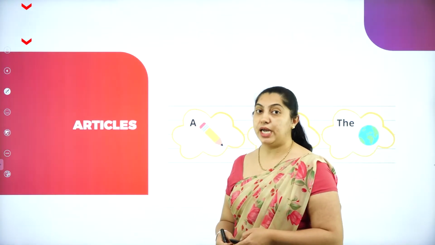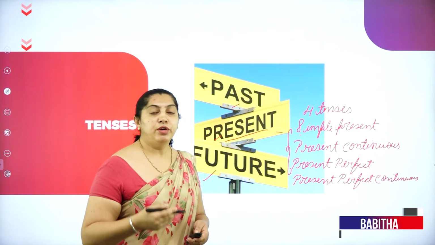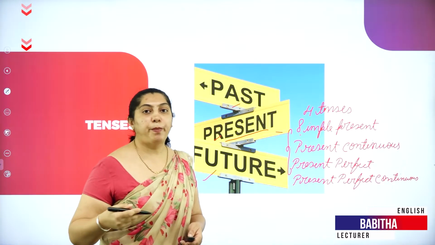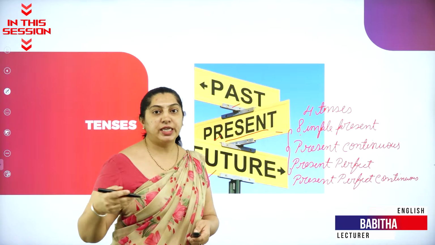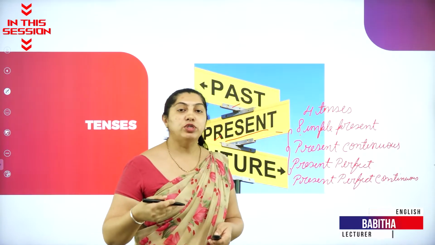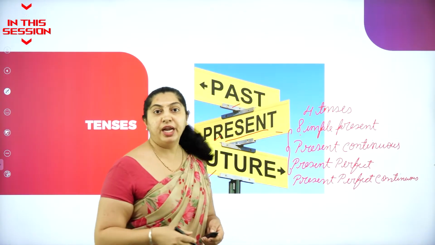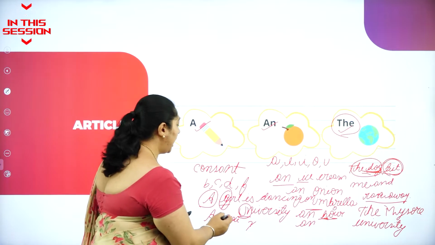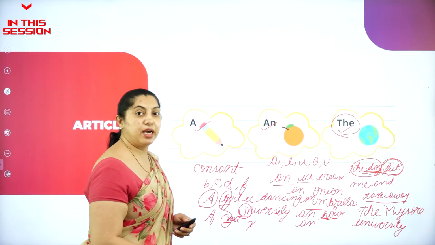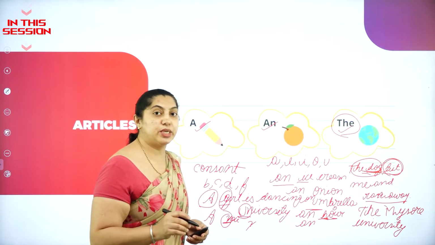There are two types of articles, that is definite article and indefinite article. Simple future, future continuous, future perfect continuous. These are the four subdivisions of each and every tense. In the article A, I'm not specifying anything here. I'm just talking about the university.